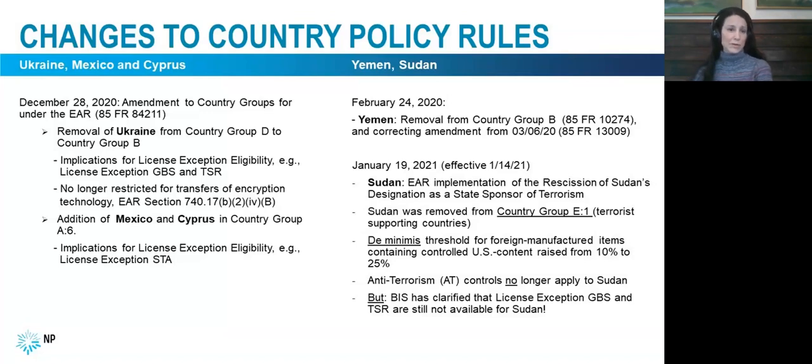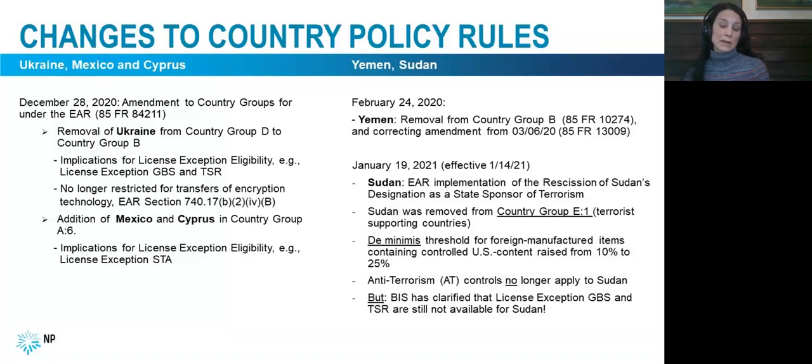Mexico and Cyprus also on the positive side. It's not all bad. On the positive side, Mexico and Cyprus are now in country group A6. That's good for those of you who have, for example, national security controlled items, highly controlled items where one could use license exception STA, Strategic Trade Authorization. You will see that by looking into the ECCN, it will tell you whether STA applies, and it will also tell you when you go through the analysis whether A6 works. Sometimes only A5 works, but that's again a good change here.